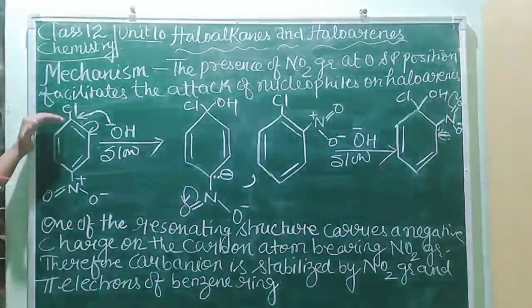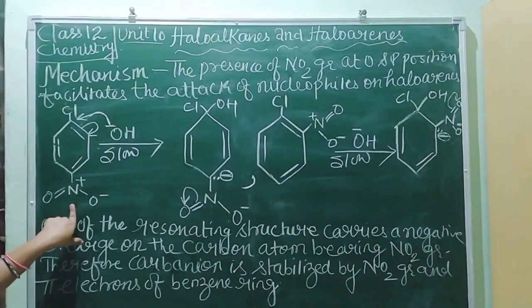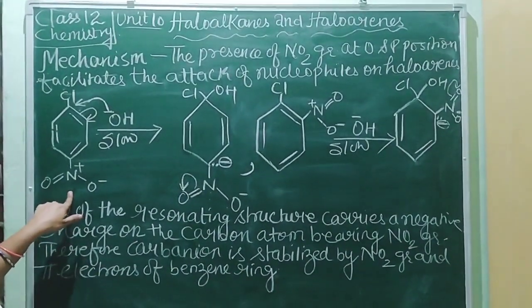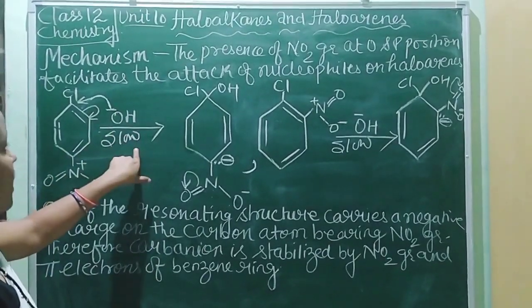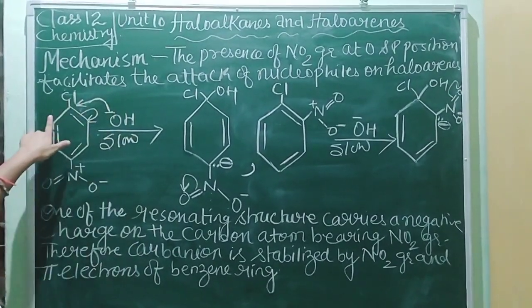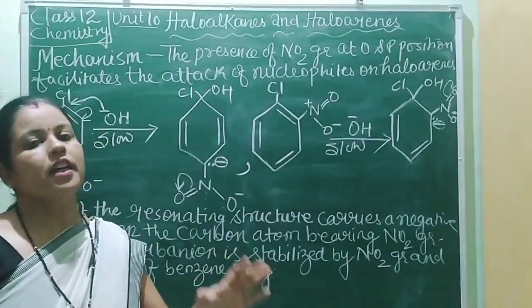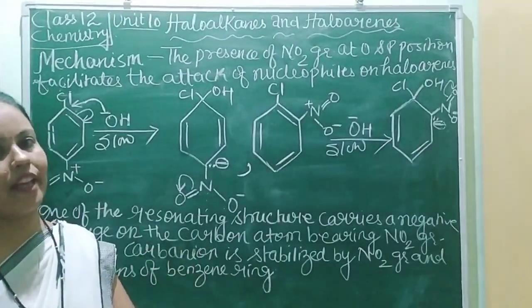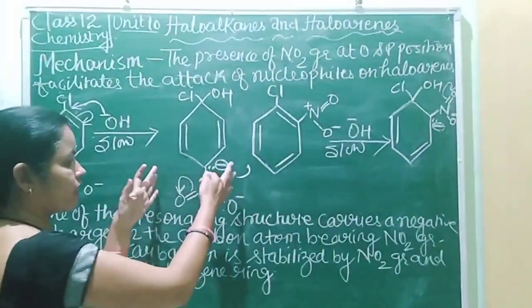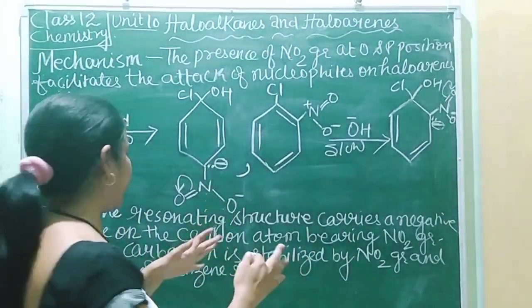See here, this is haloarene, chlorobenzene. Nitro group is introduced at para position. This is the nucleophile. When it attacks on the haloarene, a carbanion is formed as a result, which is stabilized by resonance. We will get 4 resonating structures.